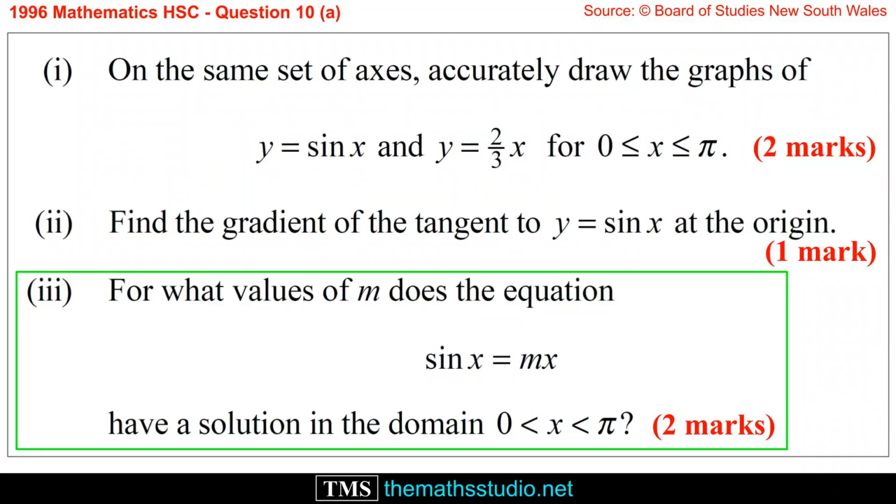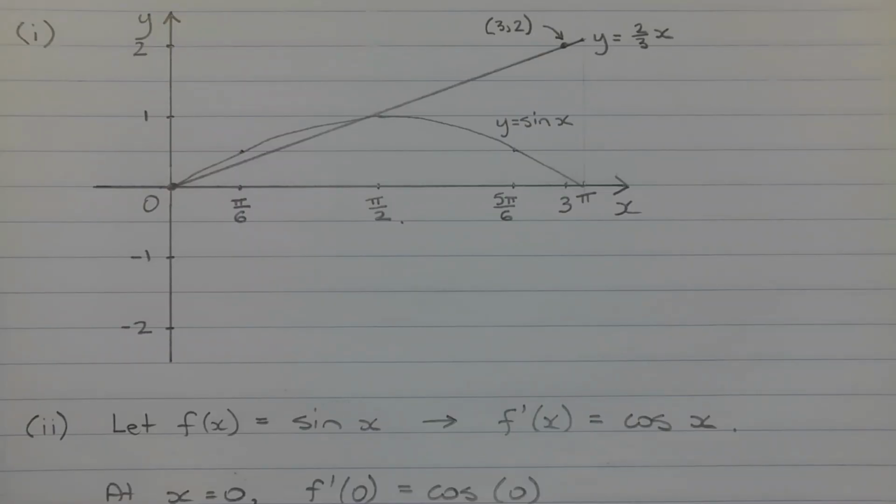Part 3. For what values of m does the equation sin x equals mx have a solution in the domain x greater than 0 and less than pi? The equation sin x equals mx will have a solution if the line y equals mx intersects with the curve y equals sin x in the domain x greater than 0 and less than pi. So we're not including the endpoints of the curve y equals sin x when x is equal to 0 and x is equal to pi.